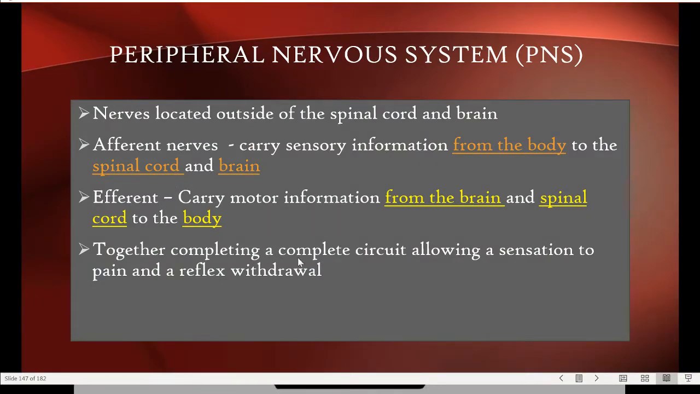And this takes us to our next subdivision, which is the peripheral nervous system, or PNS. When we talk about the PNS, we have afferent and efferent nerves. Afferent nerves carry sensory information from the body to the spinal cord and the brain. And the opposite of that, of course, efferent transmits information from the brain and the spinal cord to the body.